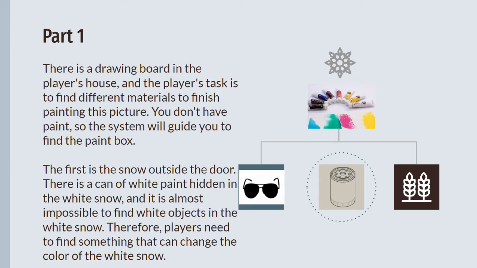The first is the snow outside the door. There's a can of white paint hidden in the white snow, so it is almost impossible to find white objects in the white snow. Therefore, players need to find something that can change the color of the white snow. You need to find a paint box in the room that guides you at the beginning. There's a pair of mysterious glasses and a diary in the box. The diary is an important thing.